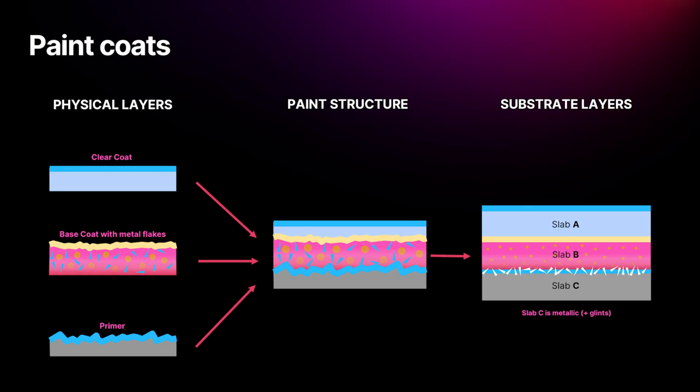So if you take a look at an actual physical paint applied on a car, you're starting at the bottom with a primer, and then there's most likely a base coat in which there are metal flakes applied or mixed with that paint, and then a clear coat on top of that. So this creates a fairly complex, multi-layered structure that creates what you know as car paint.